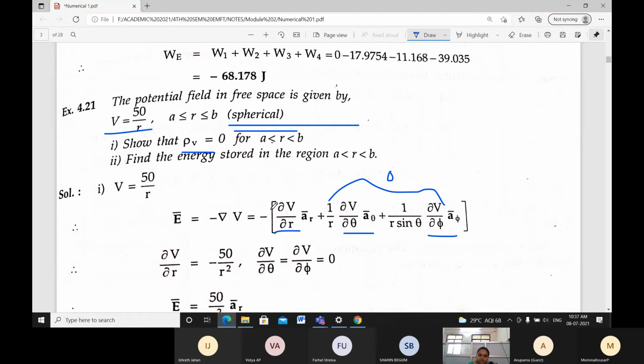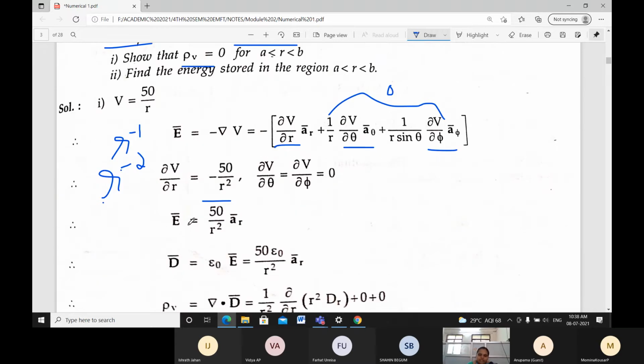Therefore, when I differentiate the potential with respect to R, this 1/R I can write as R raised to minus 1, right? The differentiation is going to be what? R raised to minus 2, right? Minus of minus 1, minus 2, and this minus you have to write here. Therefore, ∂V/∂R is going to be minus 50 divided by R square. R to the minus 2 is 1 by R square. Therefore, we got the electric field intensity as 50 divided by R square into aR.